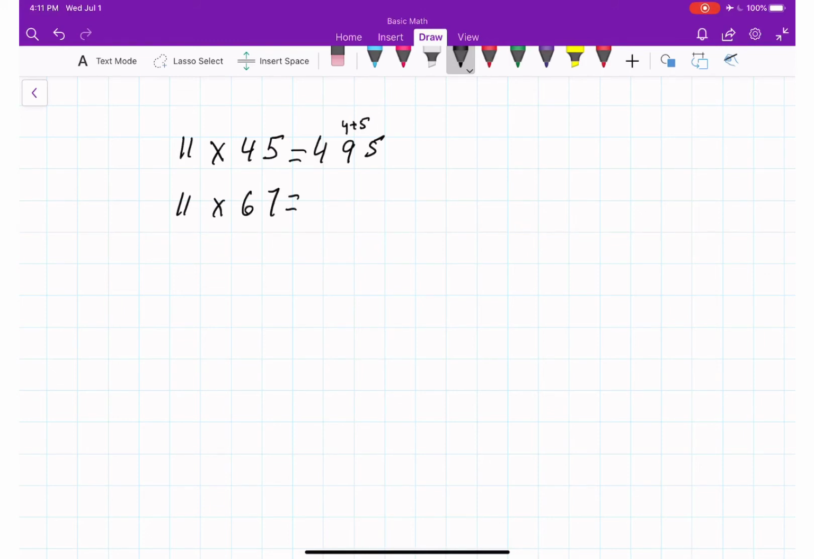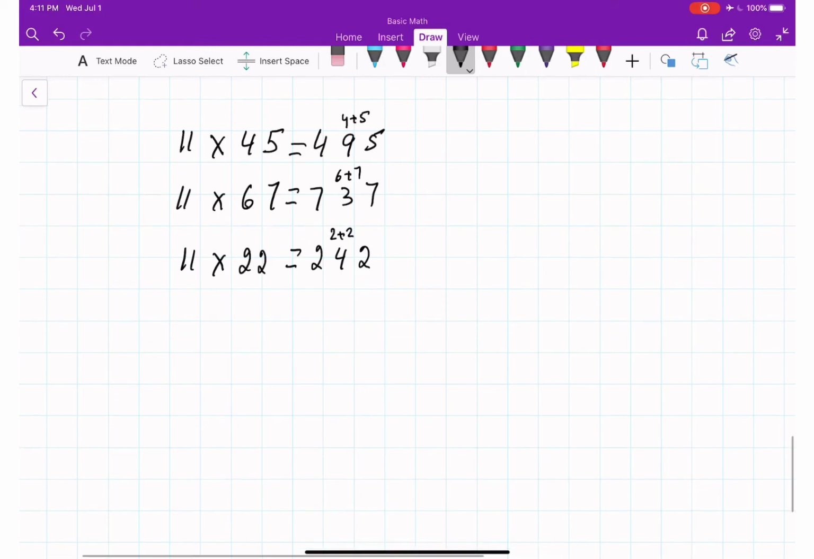11 times 67. 6 here, 7 here. 6 plus 7, it's going to be 13. Therefore, 1 and 6, it's going to be 7. 737. 11 times 66. Okay, let's take here something else. Take 22. 2 here, 2 here, and 2 plus 2 in the middle will be 4.